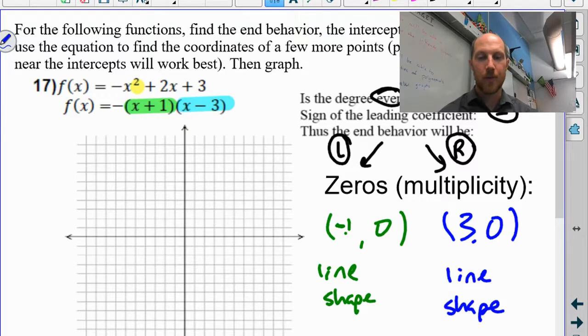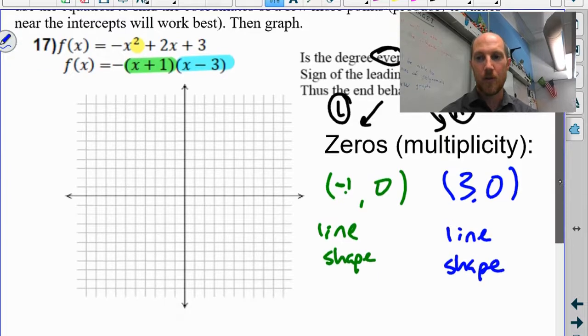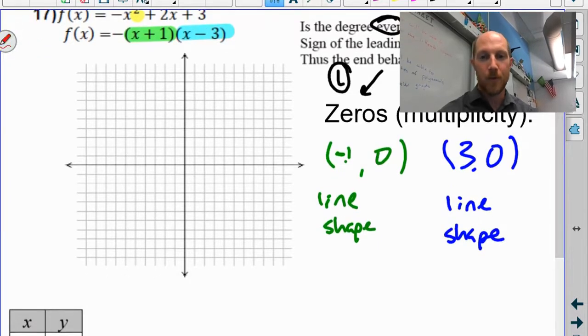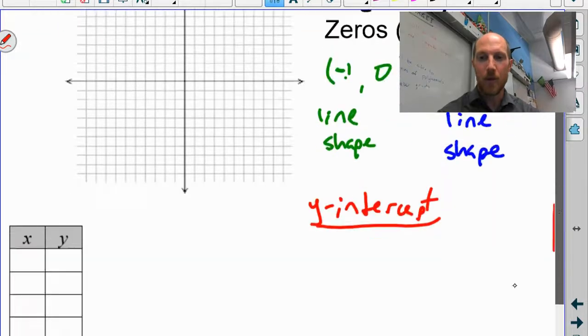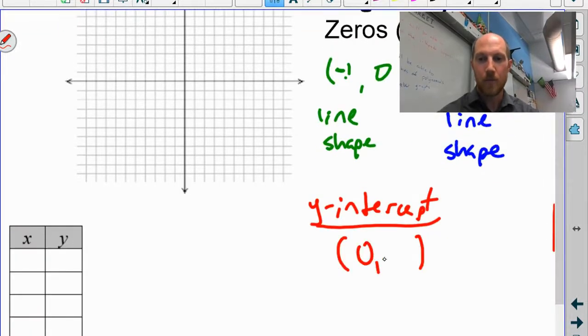All right, so on our graph, I'm going to find one more piece of information. Actually, let's do the y-intercept. To get the y-intercept, we've got two options. I'll show you another option. We can pick either the standard form or factored form, either way. Change the x's to 0. That'll give us the y-intercept. So if I'm looking at standard form, -0 squared, that'll be 0, plus 2 times 0, that's also 0, and then plus 3. So the y-intercept is going to be 0, 3.